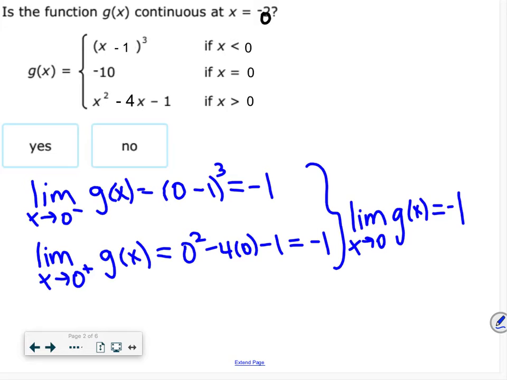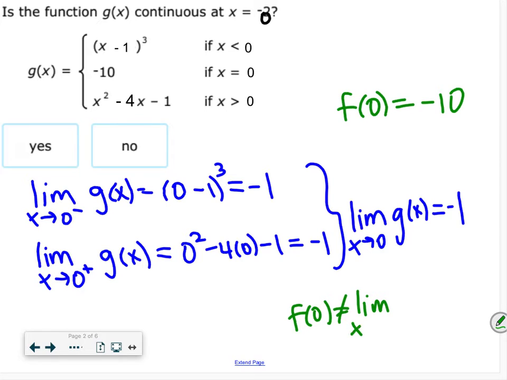The limit must exist. The first stipulation is that the function value exists. All right, well, our function value at 0, it says, is -10. So the limit exists, the function value exists, however, they're not the same. G of 0 does not equal the limit as x approaches 0. Oh, that's a G. Sorry. Okay, so we are not continuous.